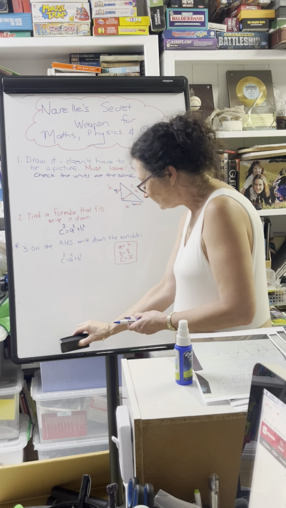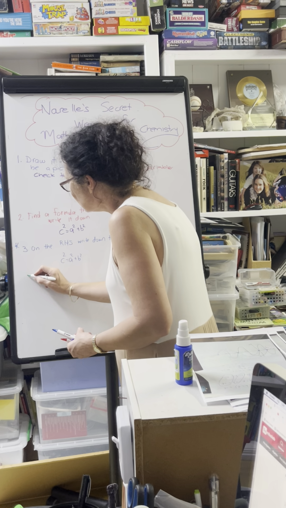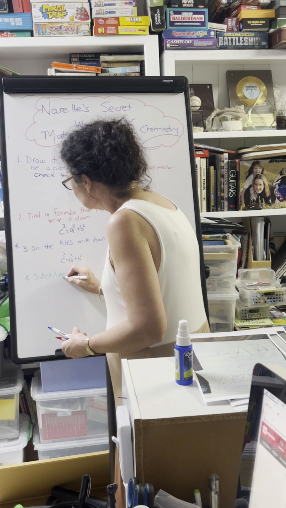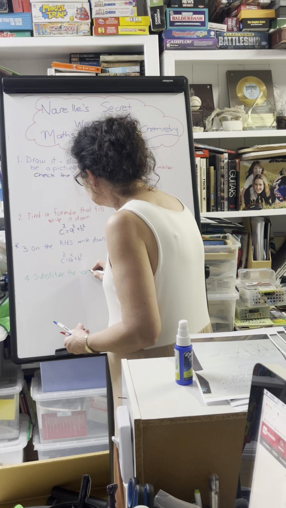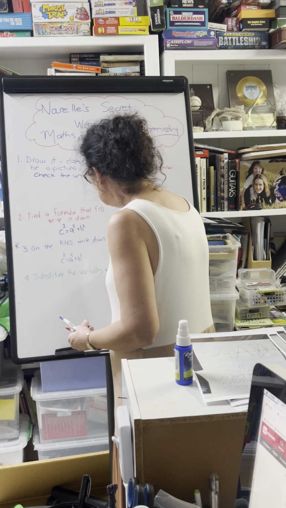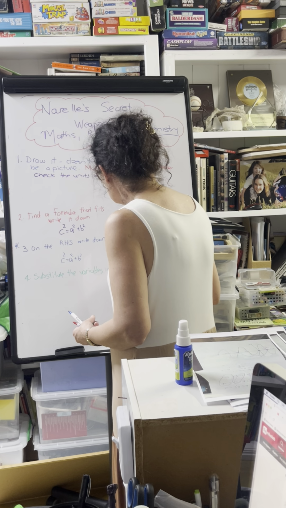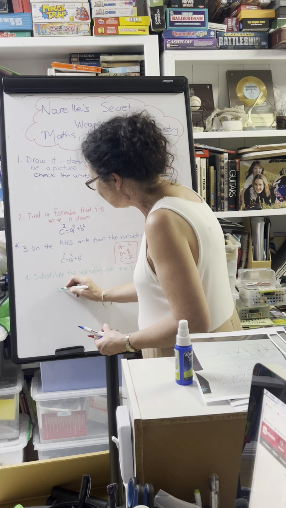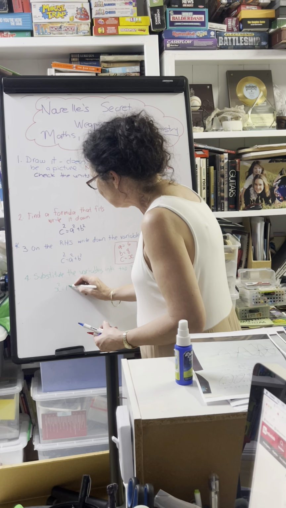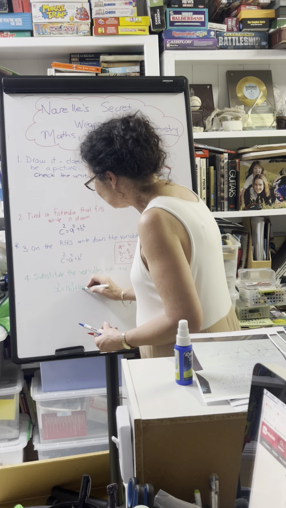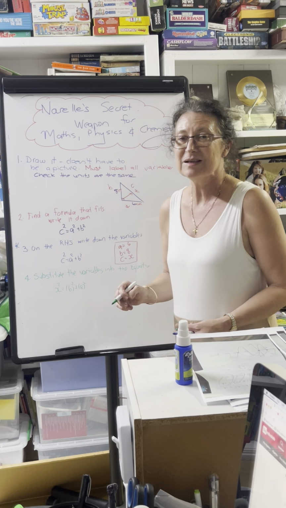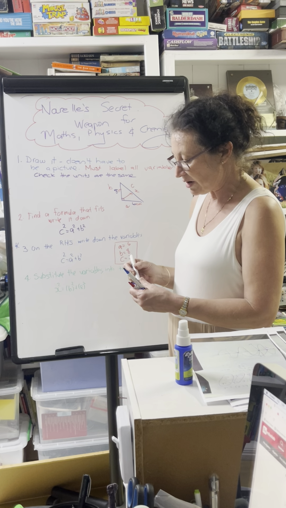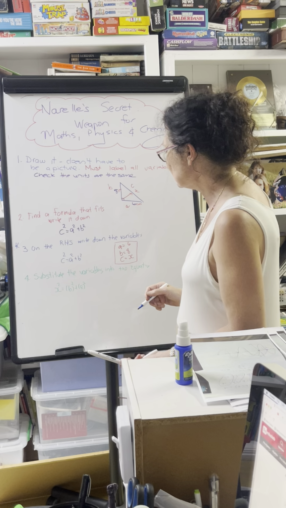My step 4 is to substitute the variables into the equation. Simple substitution. Let's have a look. X squared is equal to 6 squared plus 8 squared. Now I don't work it out to the end. I tell you why, because when you've got decimals, it makes it really hard to write out. And if you round here, you're not going to get the answer correct.